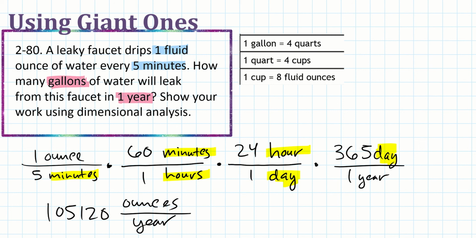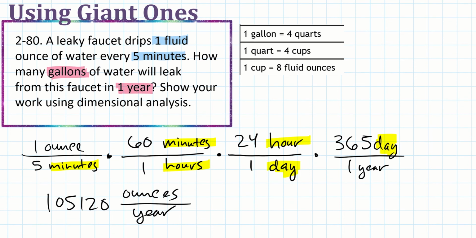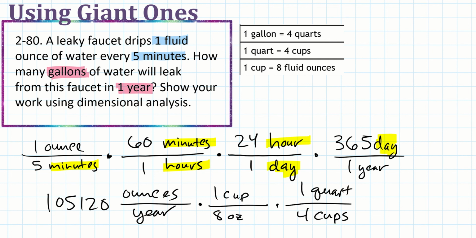Right now I'm expressing my answer in ounces per year, but I need to make the conversion and jump to gallons. To do that, we're going to start with the fact that 8 fluid ounces is the same thing as 1 cup. So I'll put 1 cup in the numerator and 8 ounces in the denominator. Now I need the cups to go away, so I can see that 4 cups is the same thing as 1 quart. And then I can get my quarts to go away by noticing that 1 gallon is the same thing as 4 quarts.